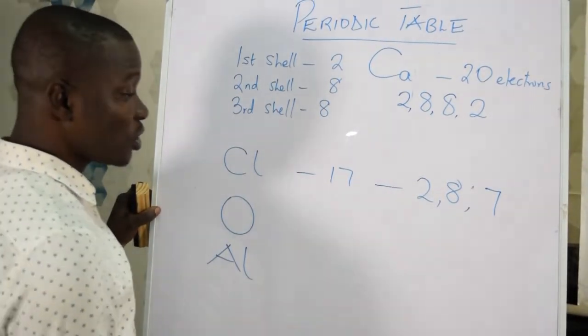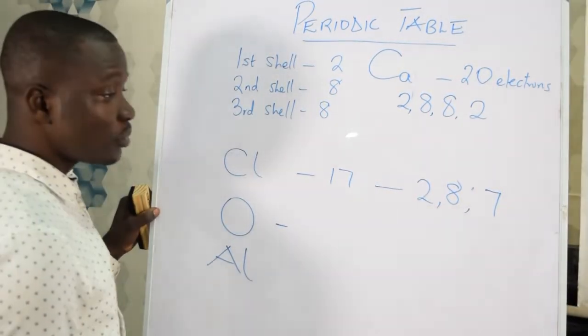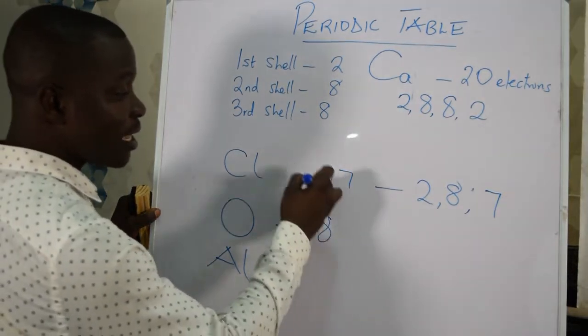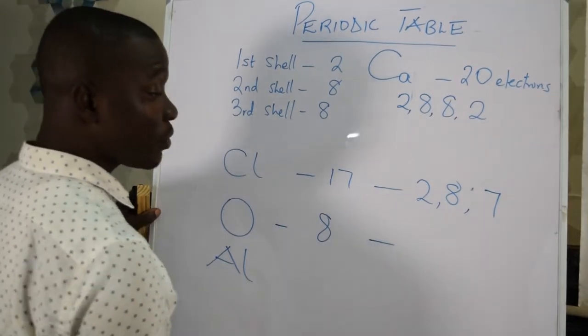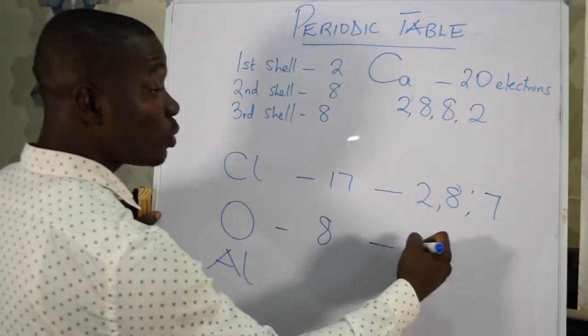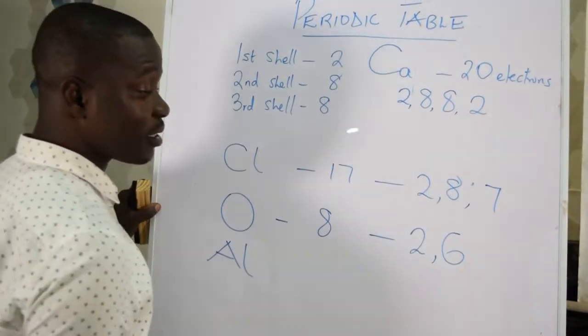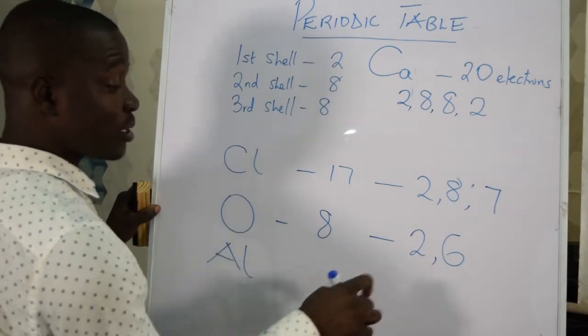Now we come to oxygen. Oxygen is element number 8, so it confirms that it has 8 electrons. When it comes to the electron configuration, the first shell takes 2. When you take 2 from 8, you'll be left with 6. So that is the electron configuration for oxygen, 2, 6.